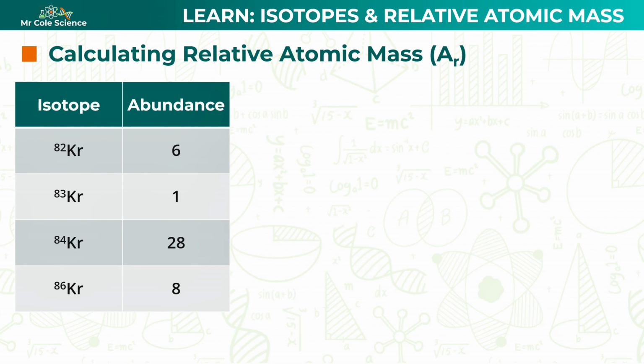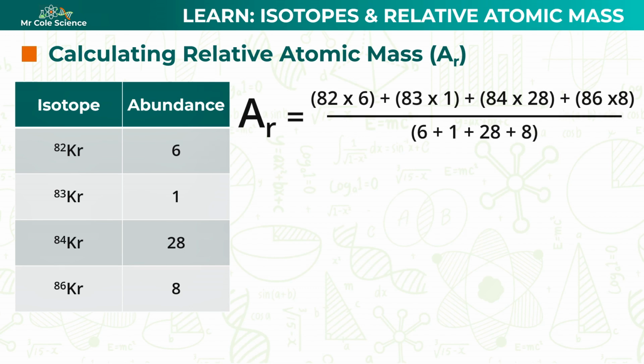So same process as before. We multiply the mass of each isotope by its relative abundance and add those values together. We then divide that total by the total abundance. You should have got a total of 3,615 for the masses multiplied by their abundances, and then a total abundance of 43.